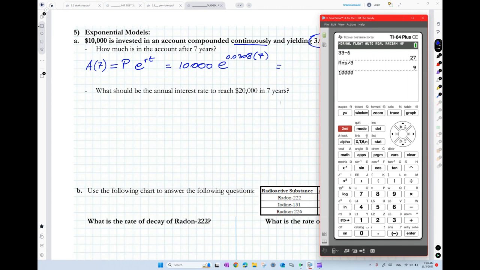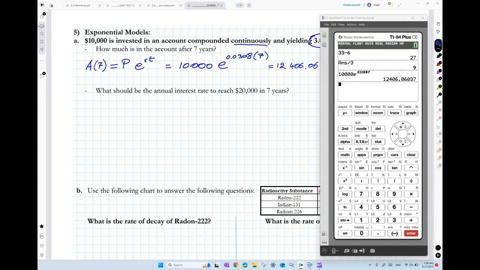10,000 times base e of 0.0308 times 7, and you've got 12,406.06. We're talking about money, so by default, you round to the nearest cent. Now, what should be the annual interest rate to reach $20,000 in 7 years?